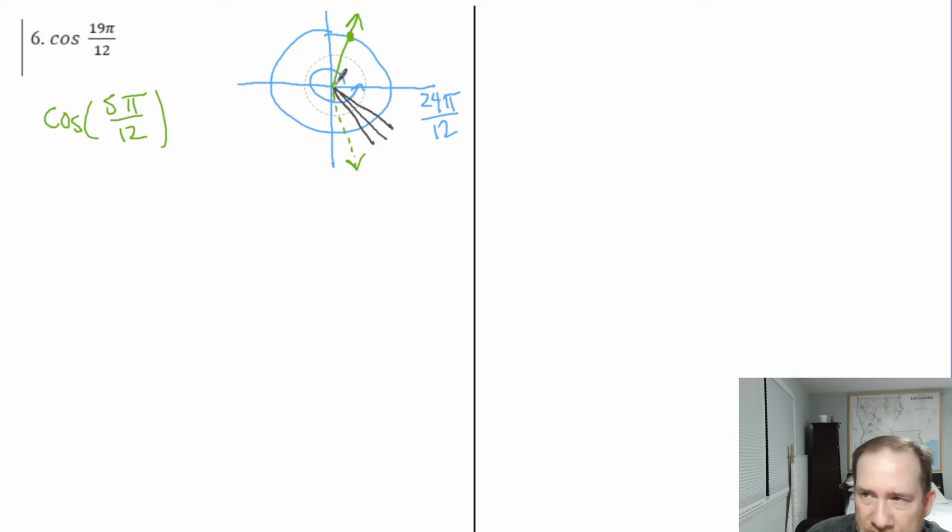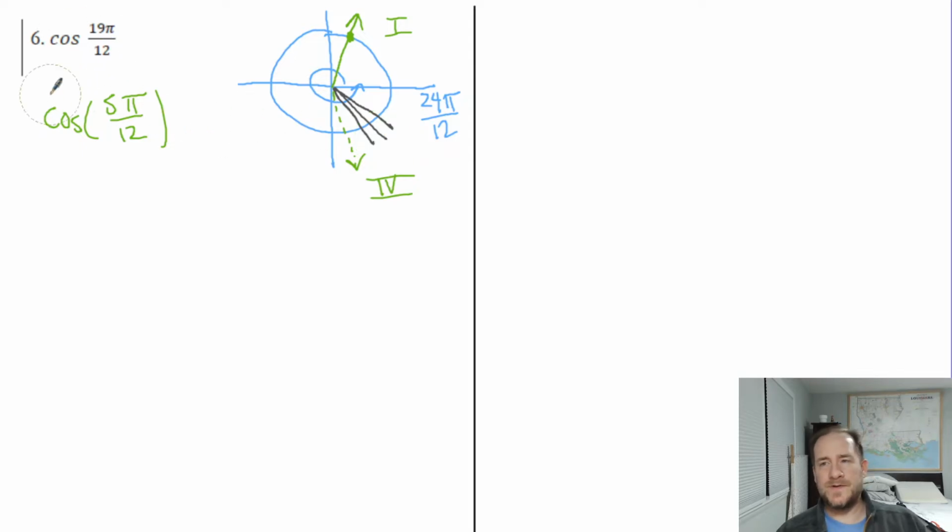Again, because if cosine is the x-coordinate, then the cosine of 5 pi over 12 from quadrant 1 is positive, but the cosine of 19 pi over 12 from quadrant 4 is also positive because they're both to the right where x's are positive. So I don't even need to modify this. You are well within your rights to just rewrite this and say these expressions are equal, so I'm going to evaluate this green one and I'll still be getting the right answer for the original expression.